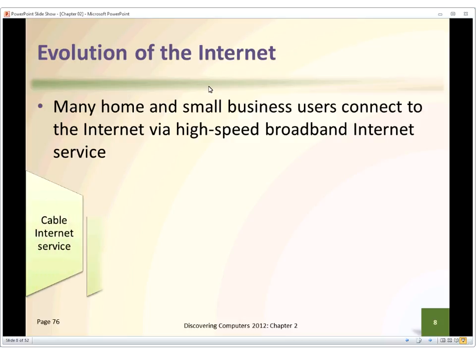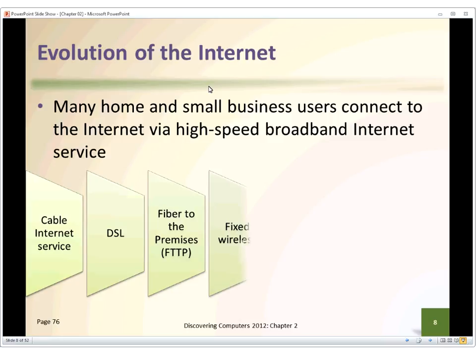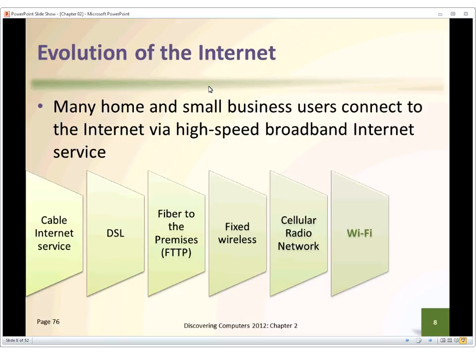All right, so connecting. How do we connect to the Internet from home and small business? There's a variety of methods. There are some high-speed broadband connection services. Many of them are listed here. All of these are pretty quick methods. Cable internet service, that's what I'm using right now. I have Comcast at home.